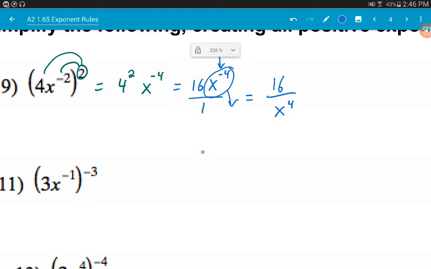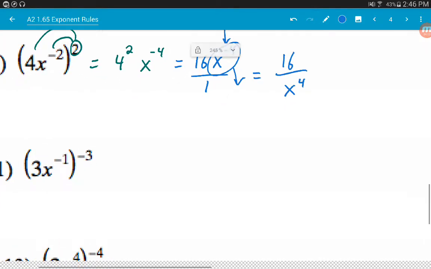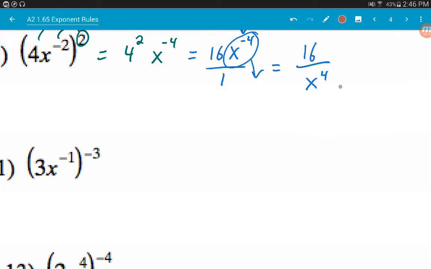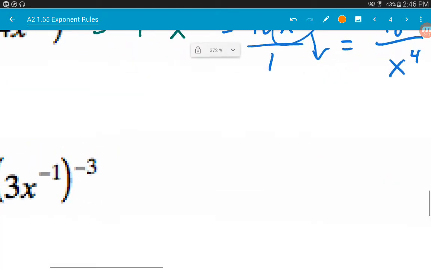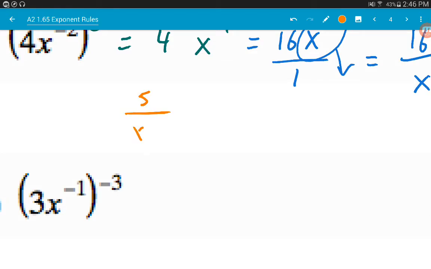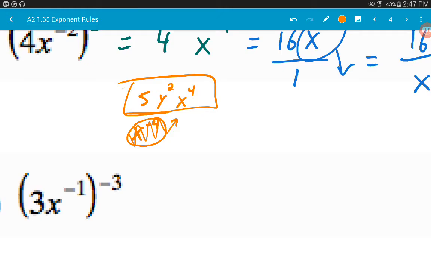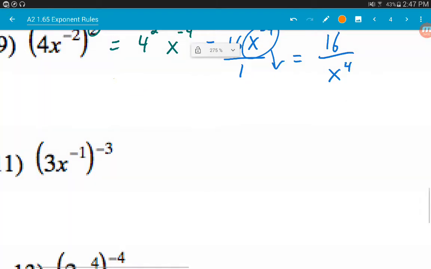So for instance, let's think of a real easy example. This is not on the page, this is just an easy example. If I had something like 5 over x to the negative 4, and I throw a y squared on top. Okay? Now if I want everything to be positive, what I can do is take the term with the negative exponent and move it up to the other side, and it'll become positive 4. And now it's gone, and that would be my final answer. Okay, so moving things up or down is a good way to change the sign on their exponent.